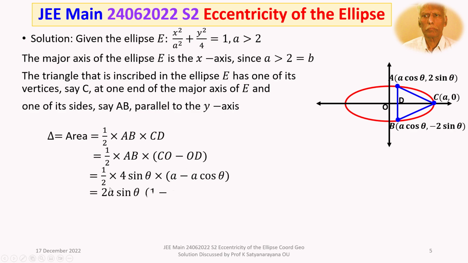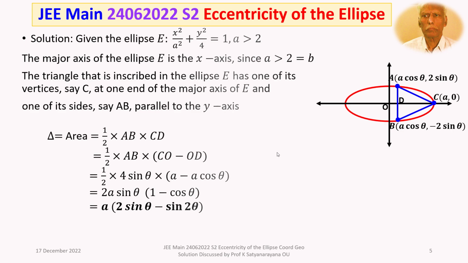Now cancellation takes place in a. This a is common here. You will get 2a sin theta into 1 minus cos theta. Good. Now take 2 sin theta inside the bracket. That will be equal to a times 2 sin theta minus 2 sin theta cos theta, that is sin 2 theta. So delta, the area of that triangle, is equal to a times 2 sin theta minus sin 2 theta.